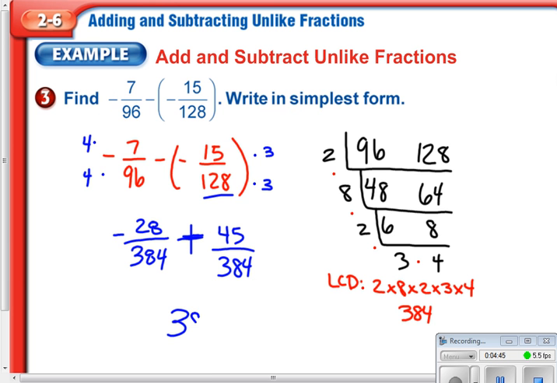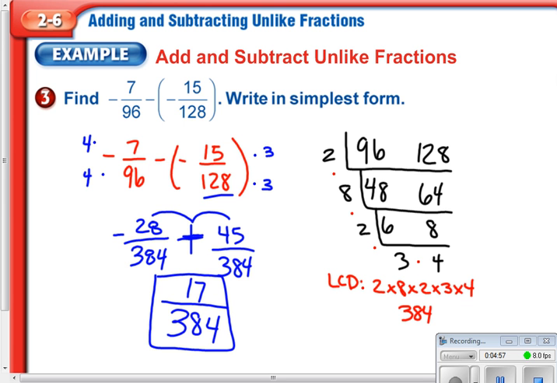Denominator still stays 384. Take care of your numerator here. We have negative 28 plus 45, which would give us a positive 17. So our fraction here is 17 over 384.